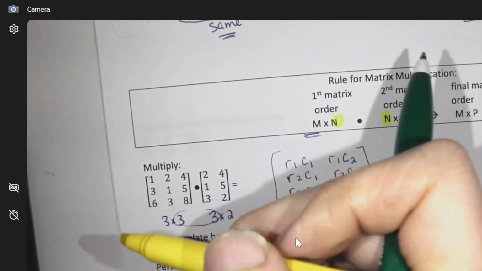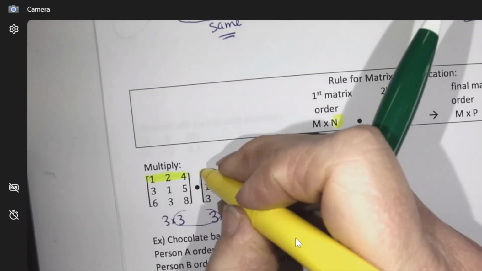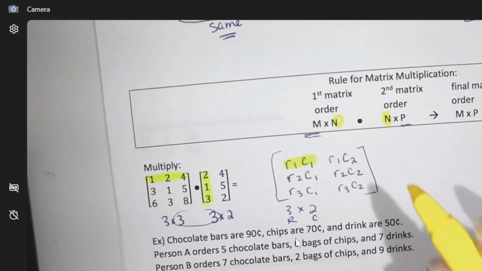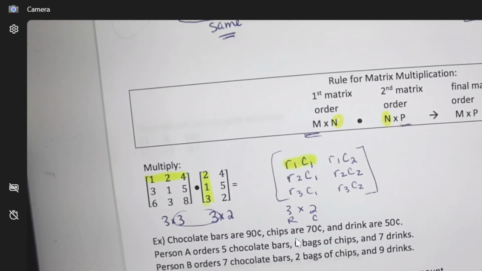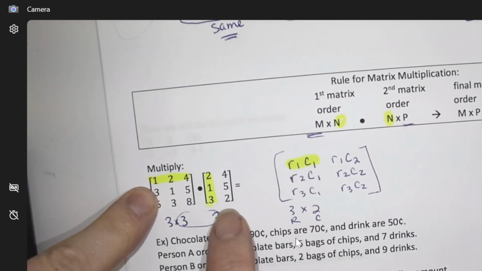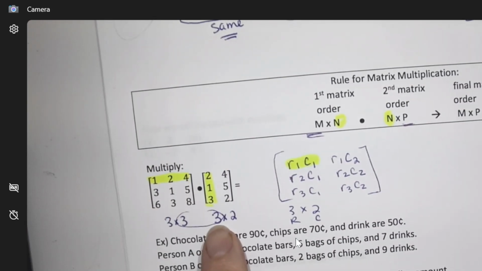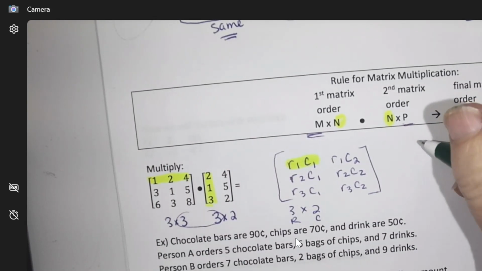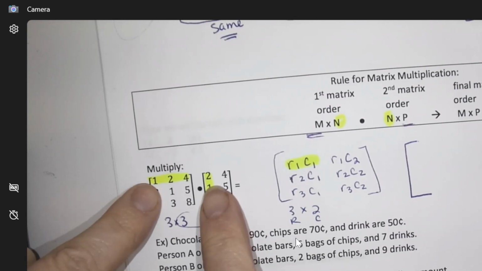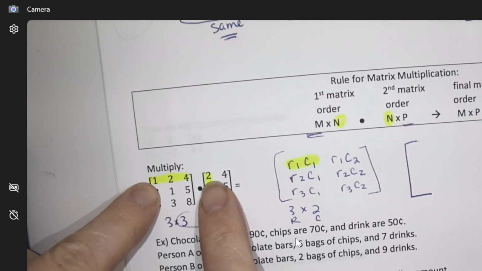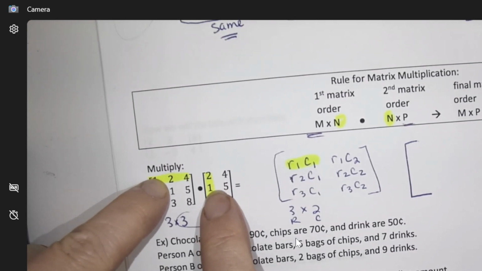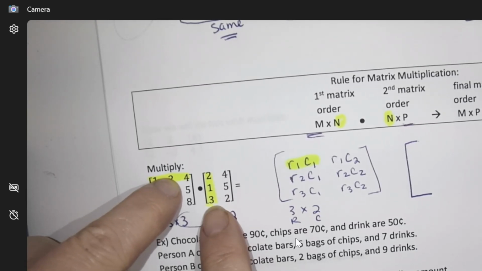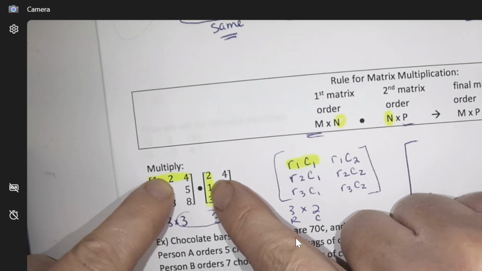Okay, so what does this look like for matching up? So my first thing like that is going to look like this. Row 1 with column 1. You see how I've highlighted? Row 1, column 1. Okay, so we're going to match all these multiplying. So we're going to get a 2, and a 12. You see them? 2, 2, 12.